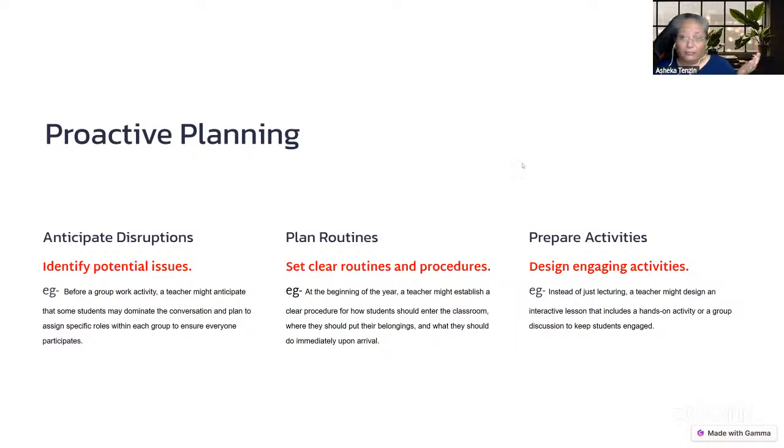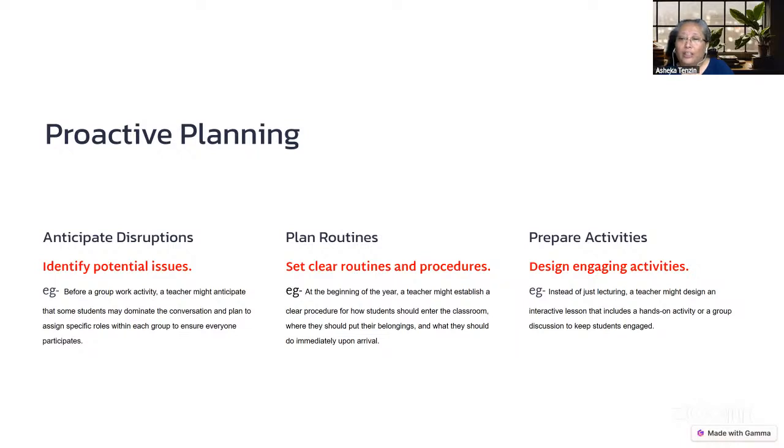So they should follow a certain routine, and this will ensure that there is proper classroom management. Okay. The third point about proactive planning is you prepare your activities, you design engaging activities. Your class cannot be just a boring lecture.